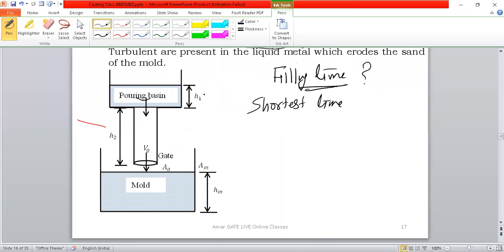You can see it is a pouring machine. You have the height of the pouring machine, H1. Then you have H2, which is your screw. I have not shown the taper, but it is generally tapered. This is your gate, this is your top gate, and this is your mold. This is your mold height, that is HM, and AM is the cross-sectional area of the mold.